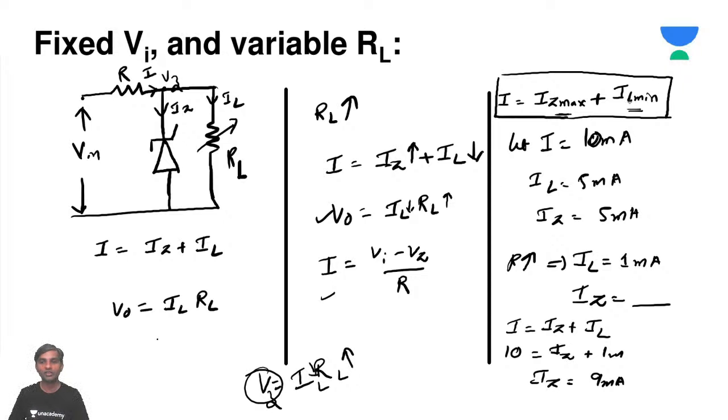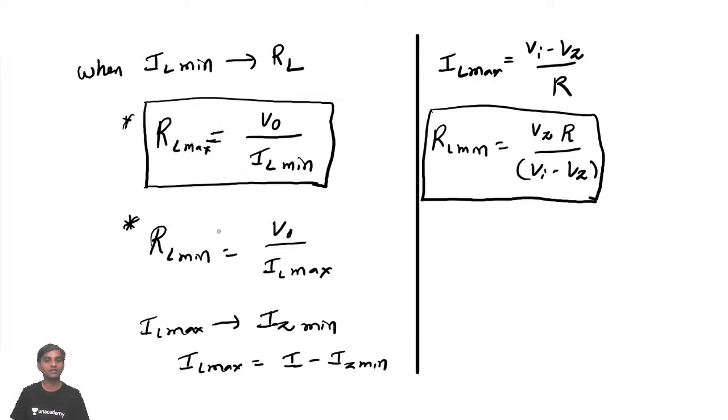Let's say RL is very small, decrease and decrease, then IL becomes maximum and IZ becomes minimum. That is what we discussed last time. So RL minimum is going to be V naught by IL maximum. So how do we calculate IL maximum?